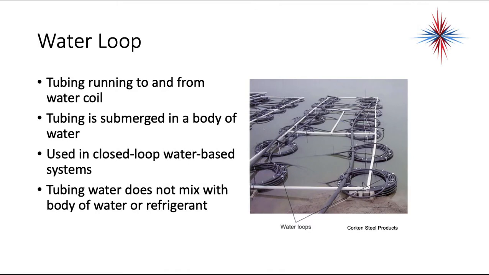Now, water loops are tubing running to and from the water coil. Tubing can be submerged in a body of water. It's used in closed-loop water-based systems. The tubing water does not mix with the body of water or refrigerant. It's a separate loop.